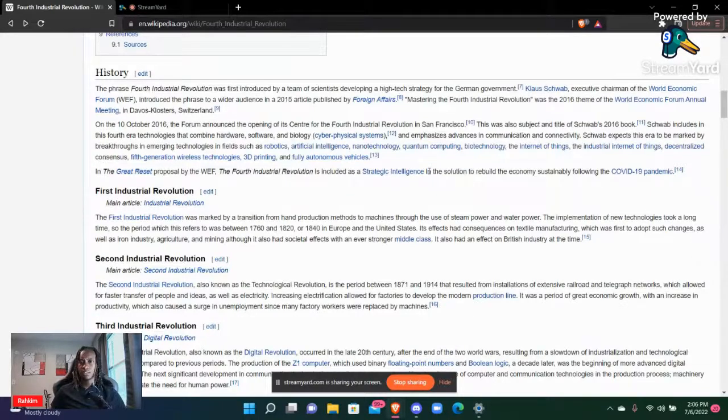It goes on to say Schwab expects this era to be marked by breakthroughs in emerging technologies in fields such as robotics, artificial intelligence, nanotechnology, quantum computing, biotechnology, the Internet of Things, and the Industrial Internet of Things, decentralized consensus, fifth generation wireless technology. There goes that 5G I was talking about. 3D printing and fully autonomous vehicles.